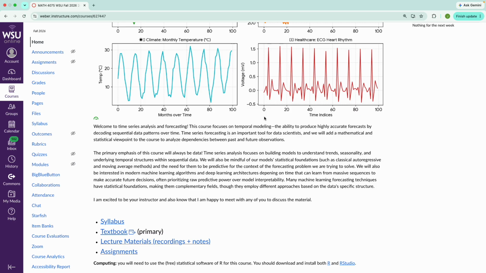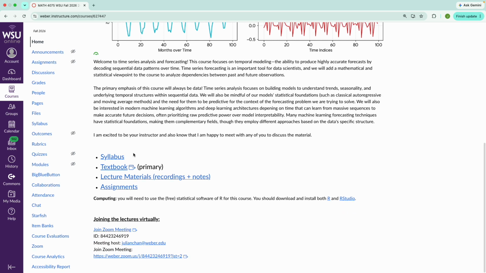We're also going to talk about the ability to use machine learning, a very flexible model, and a more modern topic in time series, to model these types of data. But probably the majority of this course is going to be focused on traditional statistical methods.